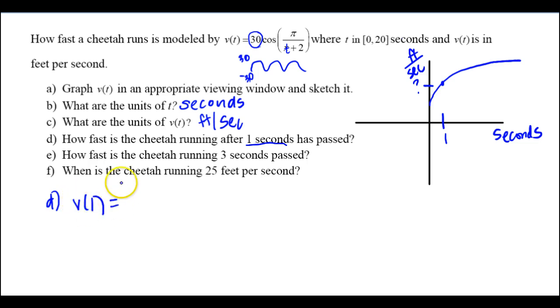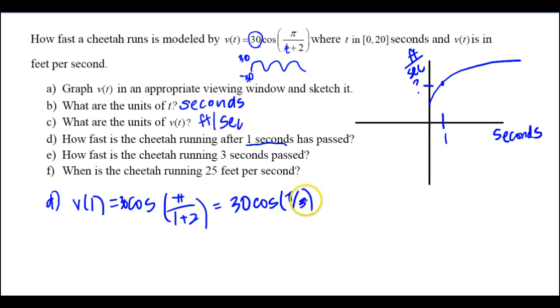So v of 1 is 30 cosine of pi over 1 plus 2, so it's 30 cosine of pi over 3. We should be able to do this by hand. Cosine of pi over 3 is 1/2, and 30 times 1/2 is 15. My units are going to have to be in terms of a rate, so feet per second. The units of any v of t for any time t have to be feet per second. So after 1 second has passed, this cheetah is running 15 feet per second.